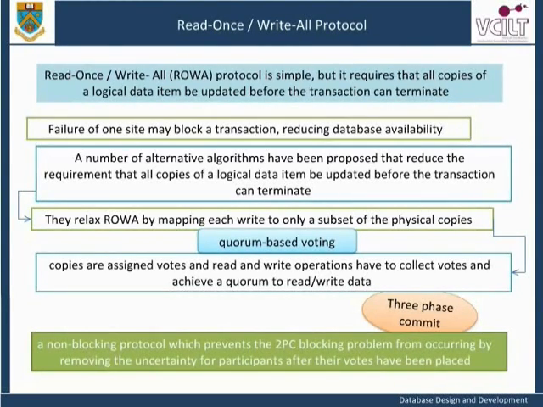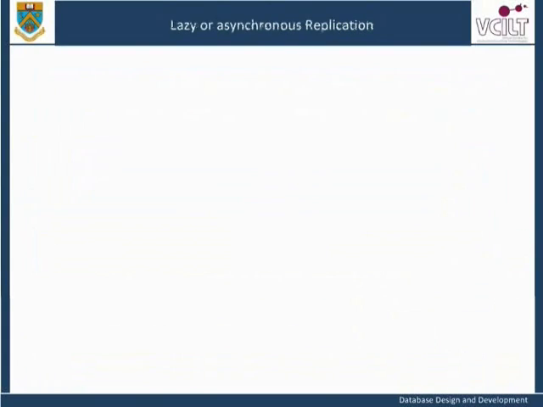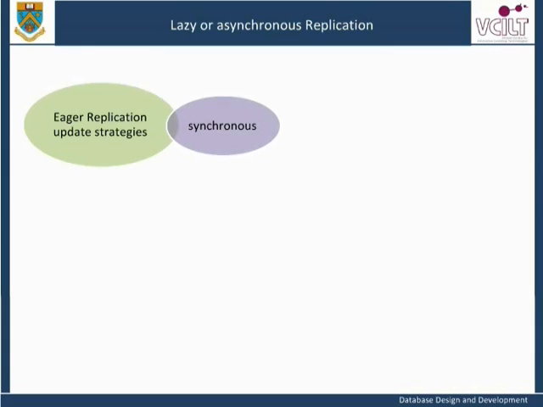This is done through the inclusion of a pre-commit phase that relays information to participants advising them that a commit will occur in the near future. Eager replication update strategies, as identified above, are synchronous in the sense that they require the atomic updating of some number of copies. Lazy group replication and lazy master replication both operate asynchronously.